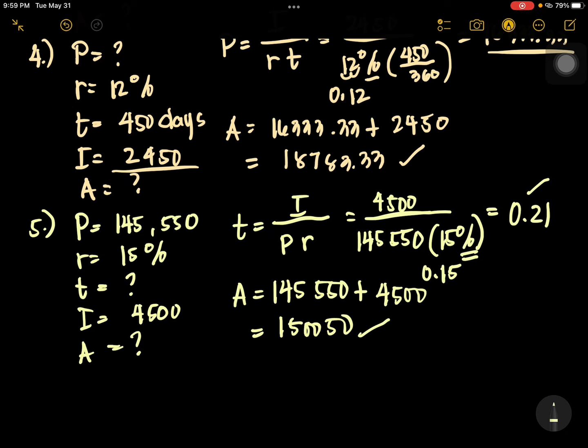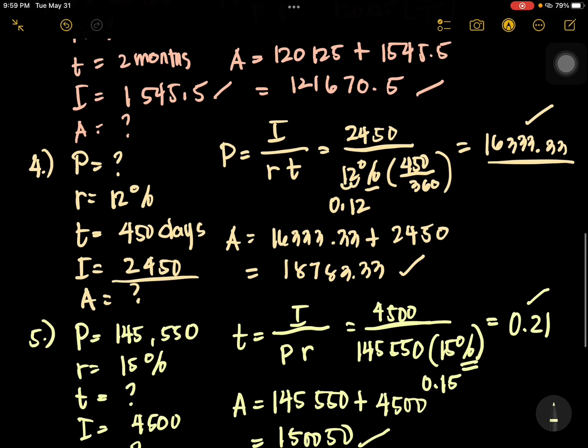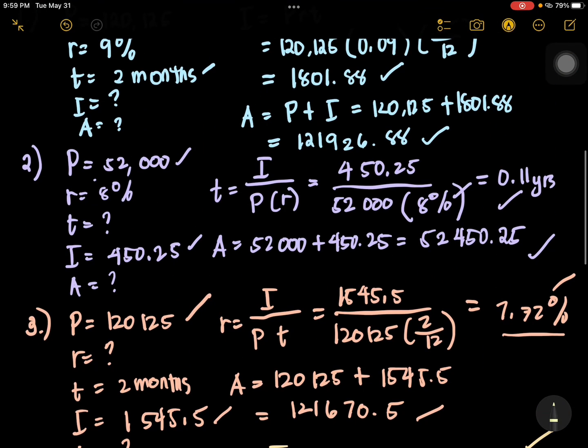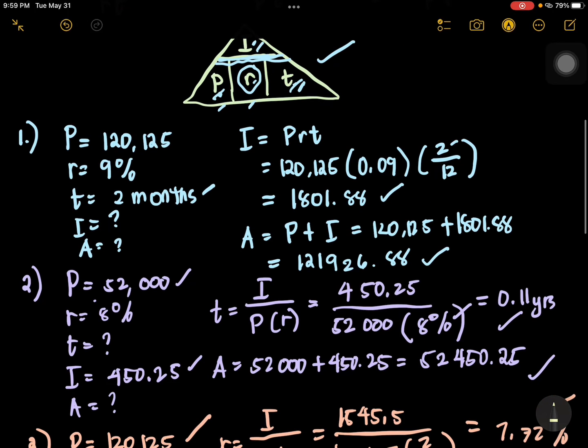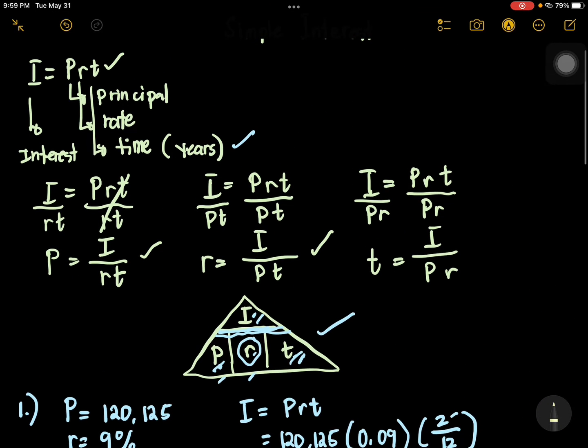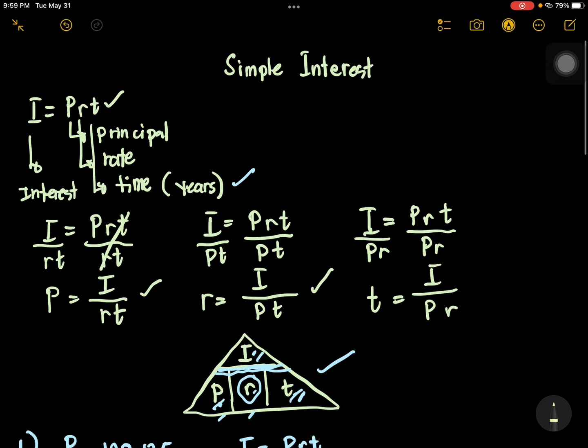So this is our coverage for the next exam. So you have the problem number 5, problem number 4, problem number 3, and problem number 2. And of course, problem number 1. And we also have this little algebra here to solve for the PR and P. So that is simple interest.